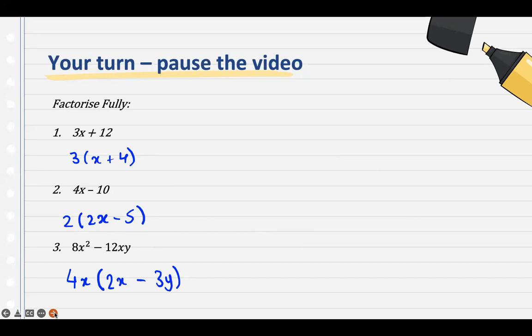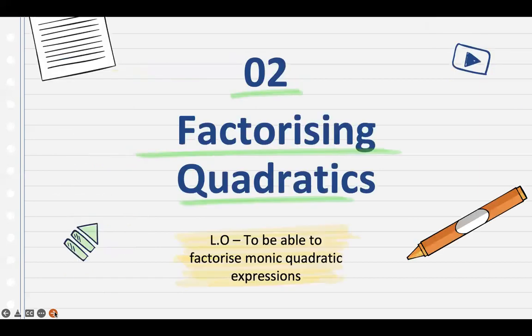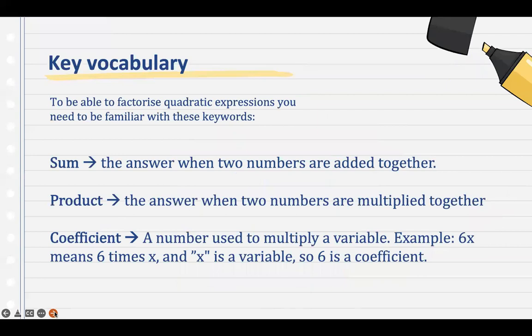The next thing we're going to have a look at is factorizing quadratic expressions. And here it's just going to be monic quadratic expressions, so they won't have different coefficients. It will just be x squared. And the way to go about thinking of these is to think about what numbers give us a sum and a product of certain numbers. So basically, you need to be very, very familiar with these keywords. So the sum is the answer when two numbers are added together. The product is the answer when two numbers are multiplied together.